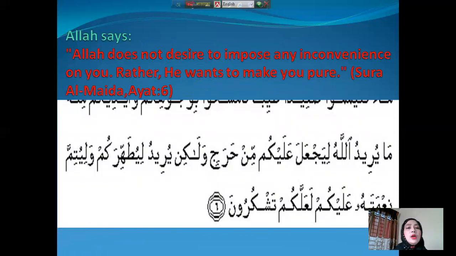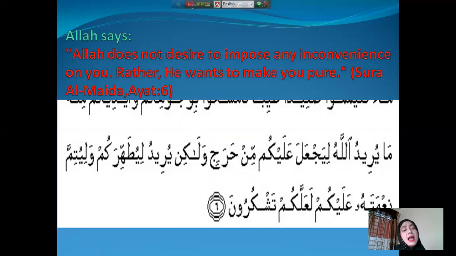Here you see, I took one ayat from Surah Al-Ma'idah, a very important surah of the Quran Kareem, and this surah is famous for Allah's instruction for ablution and what? Tayammum. Allah says in ayat number 6, Surah Al-Ma'idah, Allah does not desire to impose any inconvenience on you, rather He wants to make you pure.